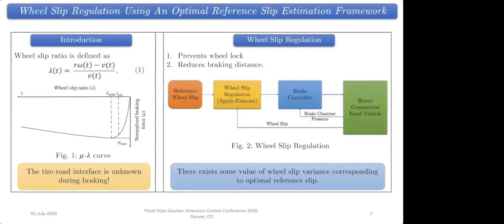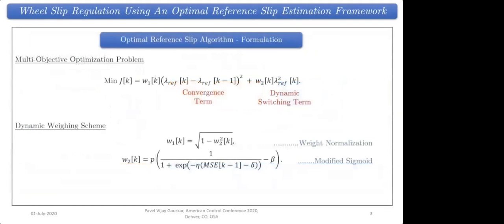However, it requires the reference wheel slip for regulation, and this reference wheel slip changes with the road surface, which is unknown. So based on wheel slip regulation tests, we observed that there exists some value of wheel slip variance corresponding to optimal reference slip. This became the foundation of the proposed optimal reference slip algorithm. It essentially identifies the tire road interface by estimating the corresponding reference wheel slip.